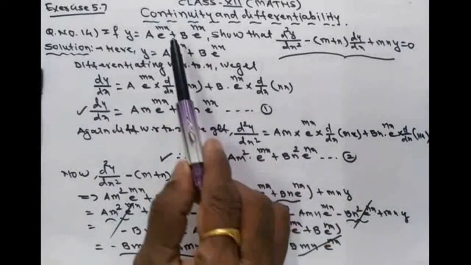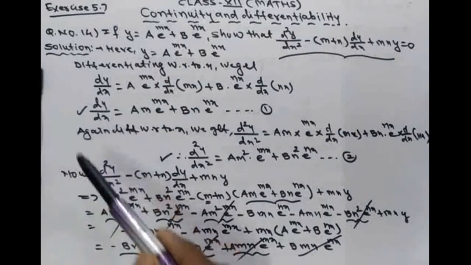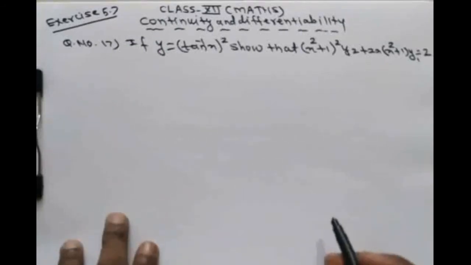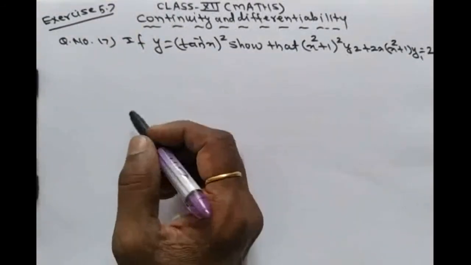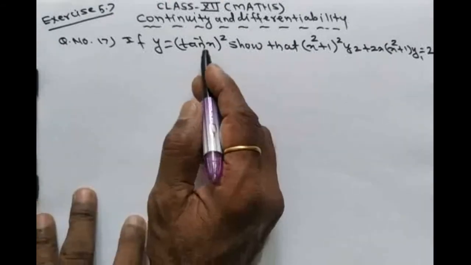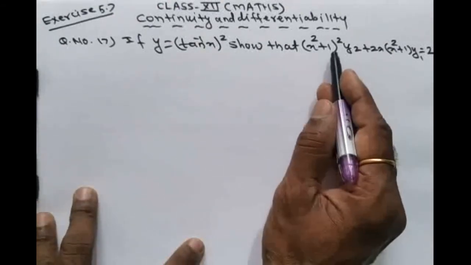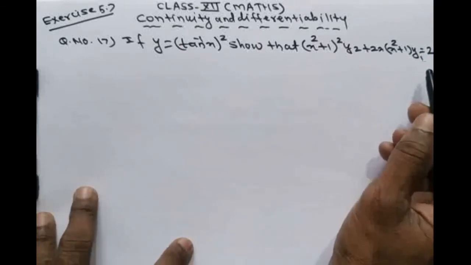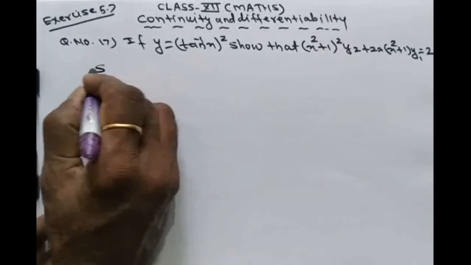For that, first you find dy/dx, then you find the double derivative d²y/dx², and put these two values in the left hand side of this equation and see whether it comes 0 or not. So it is 0, hence it is proved now. See students, now next question, exercise 5.7, question number 17. If y equals (tan inverse x) whole square, show that (x² plus 1)² into y2 plus 2x (x² plus 1) into y1 equals 2. Okay, so see how to prove this.